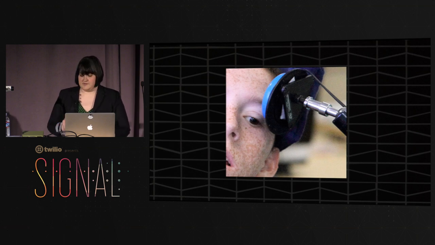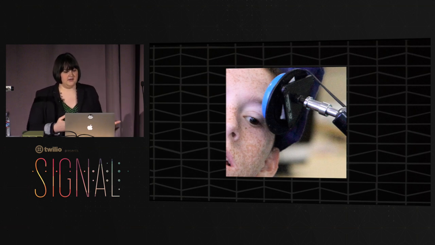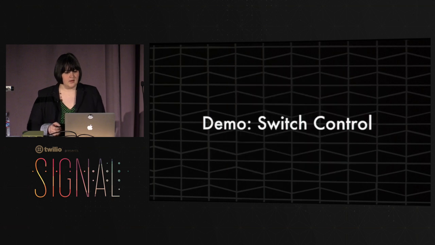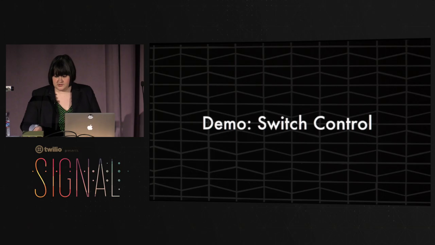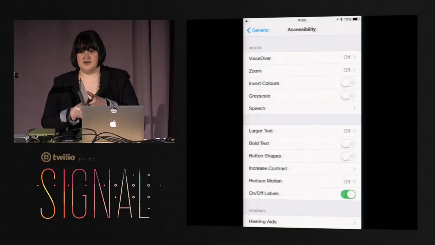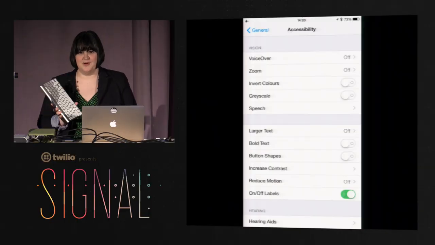So this is an example of a switch. They could be activated with feet, hands, your head, all sorts of things. And you can actually set up multiple switches so you can have finer control over the experience. So I'm going to do a quick demo of how to use Switch Control. And I've set up, you can actually use an Apple wireless keyboard as a switch.